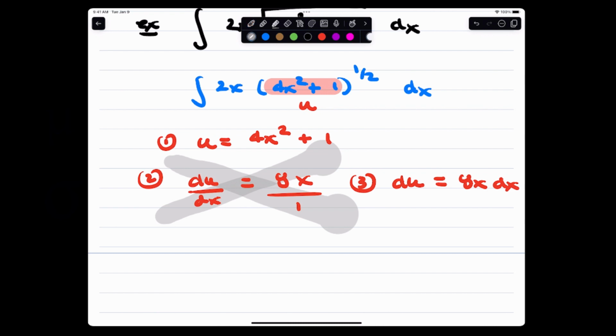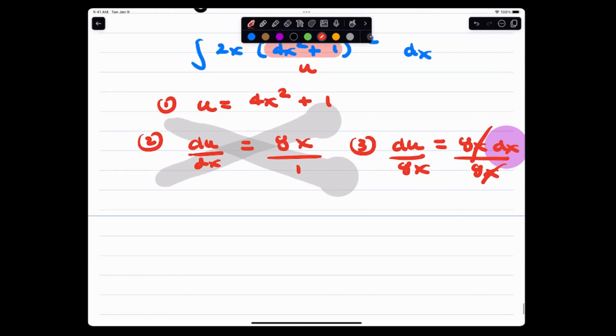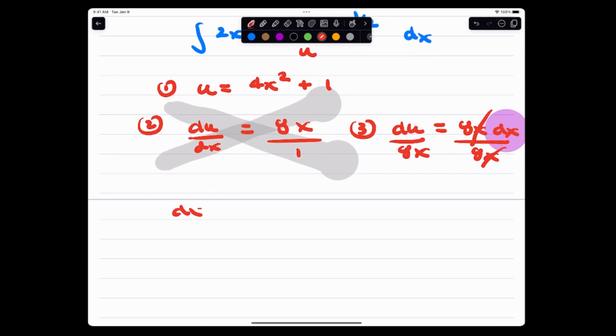So how do you guys begin to solve for dx? The process is still the same. I never change the process. Cross out your 8x. What is dx going to be? Do you guys know? Dx will be du over 8x.